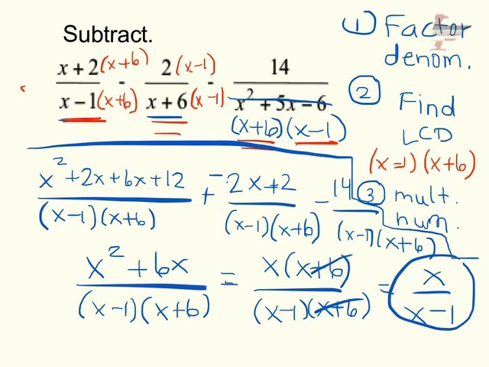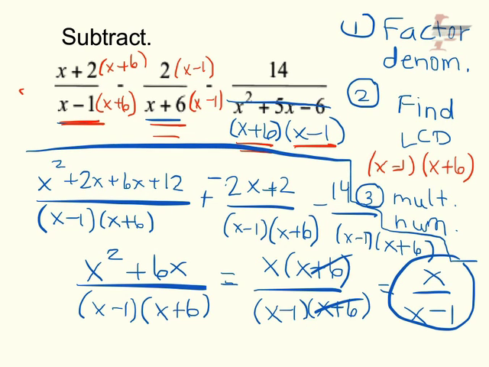So this is an example of a subtraction problem, and the thing I want you to note is that after you find that common denominator, you don't want to drop the denominator. I think sometimes people accidentally drop the denominator because they're used to doing that in a solving problem.